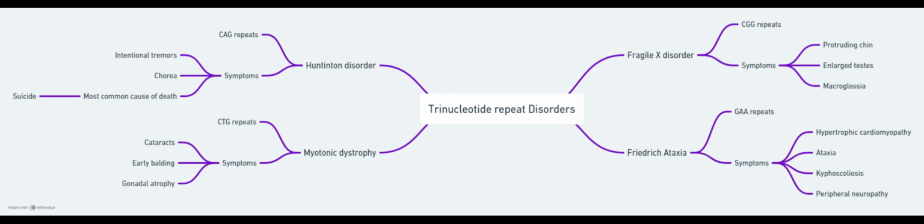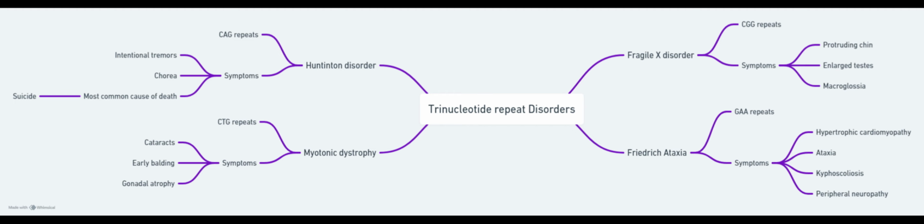Friedreich ataxia. Right, so Friedreich ataxia is caused by an expansion of the GAA repeat, and it primarily affects the nervous system and the heart. Okay, what does that look like in terms of symptoms? So people with Friedreich ataxia typically start experiencing problems with coordination and balance in childhood or adolescence. They might have trouble walking, frequent falls, and difficulty with fine motor skills. And you mentioned the heart is also affected. Right. Many people with Friedreich ataxia develop hypertrophic cardiomyopathy, which is a thickening of the heart muscle.